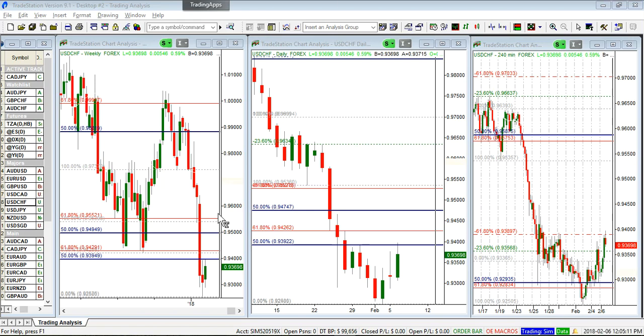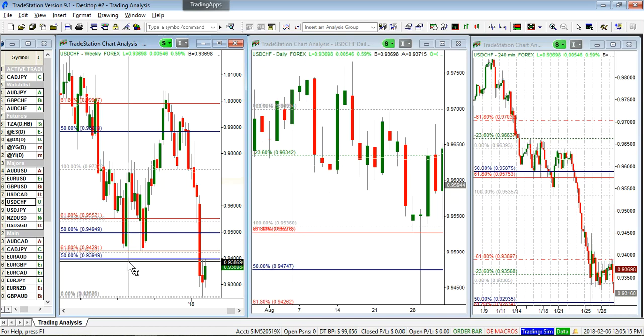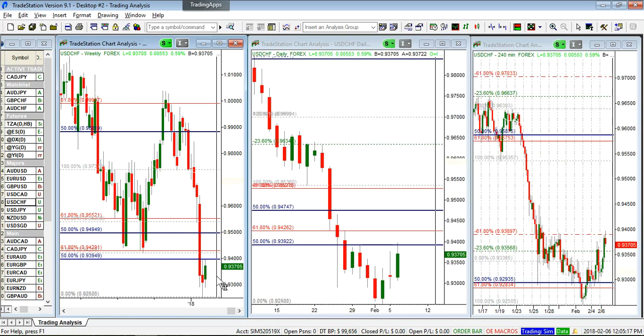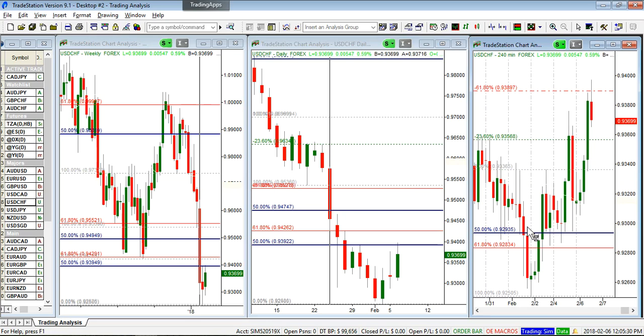Next is the US dollar Swiss franc. This market is trading resistance here, 93.94. That's one of the short resistance levels that we identified here. As you can see, this market has traded that level. However, in order to understand what's going on, we really need to go to the 4 hour time frame here.